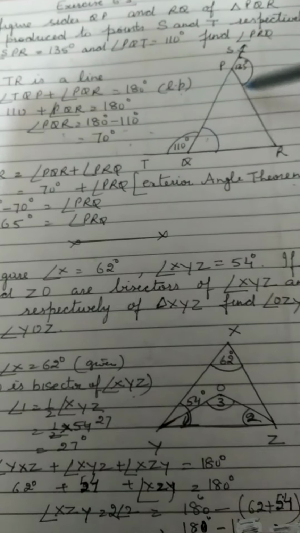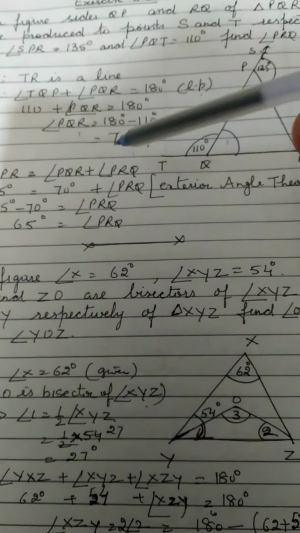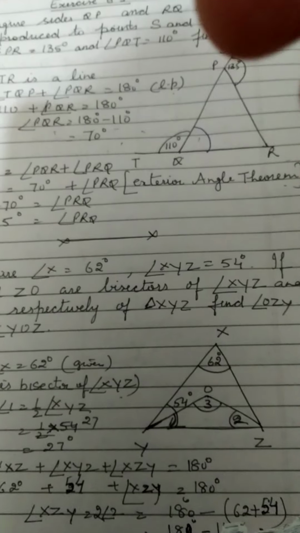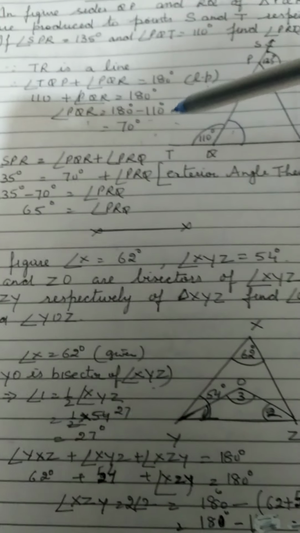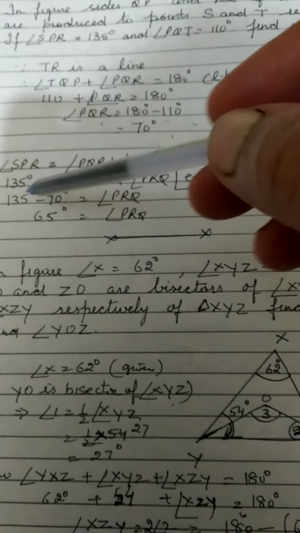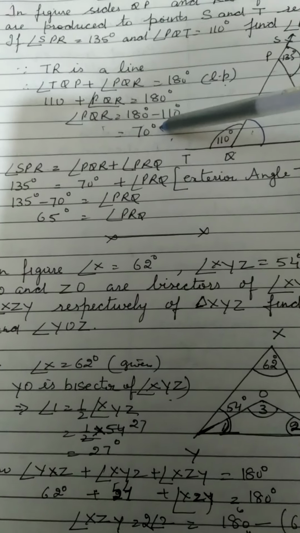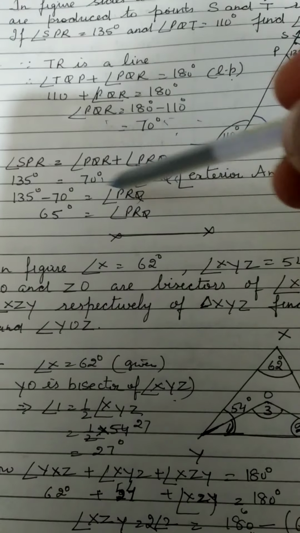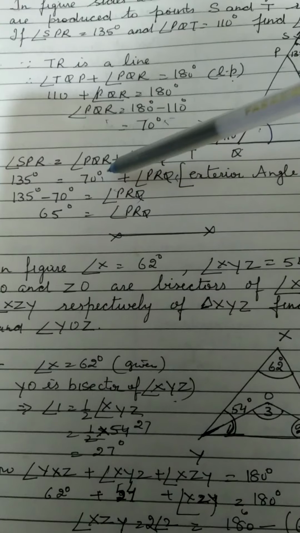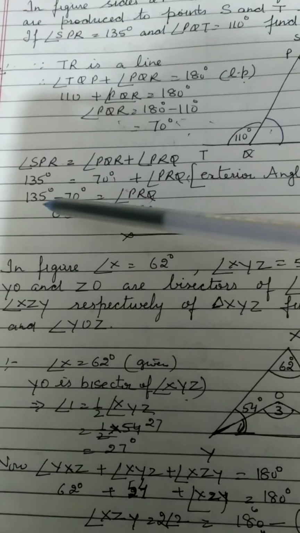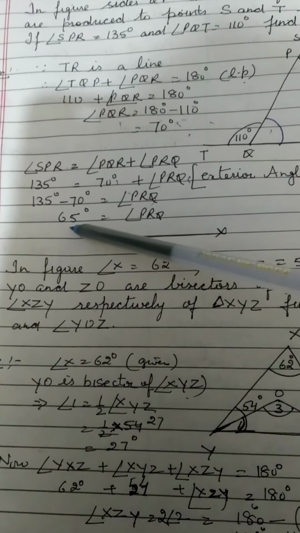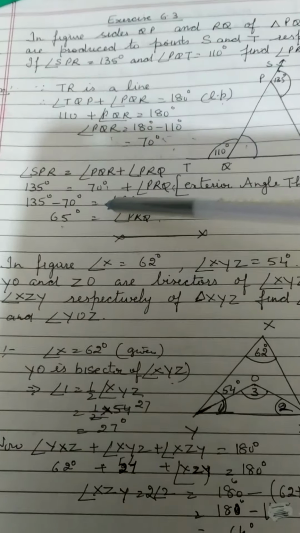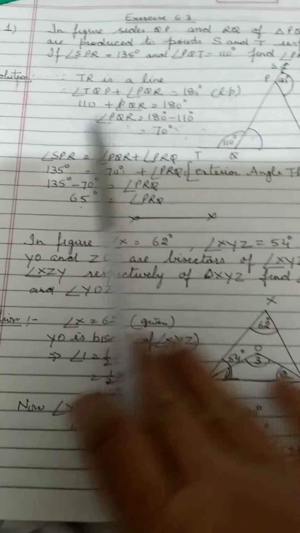Now angle SPR is equal to angle PQR plus angle PRQ. This is the exterior angle theorem. Now angle SPR is given to be 135. Angle PQR we have found out, 70 degree, plus PRQ. Then angle PRQ will be equal to 135 minus 70. We bring 70 to the left side. Then 135 minus 70 is equal to 65. From here we get angle PRQ is equal to 65 degree. It was the first question.